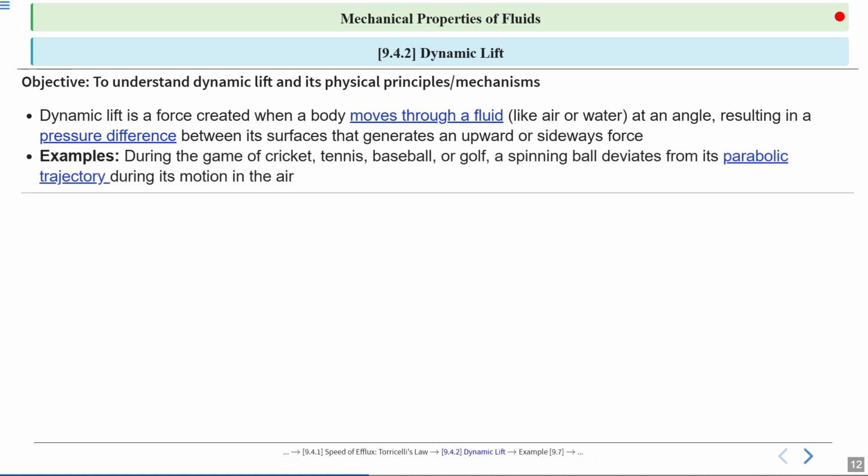So, during the game of cricket, tennis, baseball, or golf, a spinning ball deviates from its parabolic trajectory during its motion in the air. It does not follow a simple parabolic path. The spin creates a pressure difference, causing the ball to curve or dip unexpectedly. This is why players can use spin to control the ball's movement.